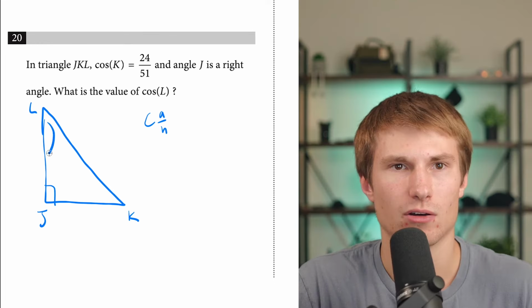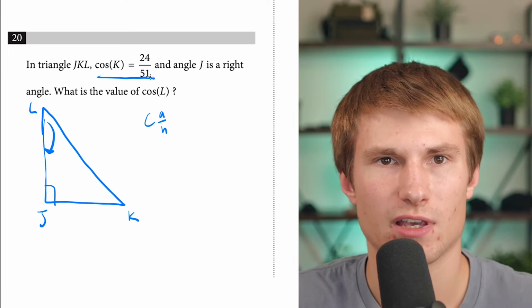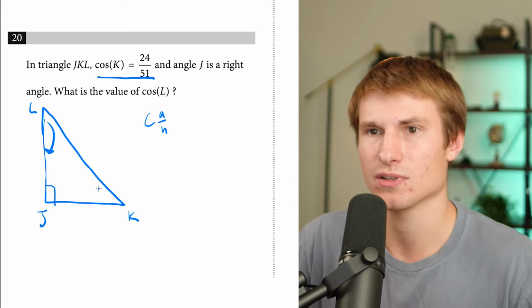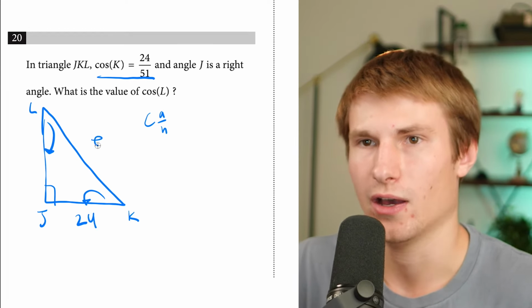So cosine of L would be this length here, which is LJ over the hypotenuse. We know that we're given cosine of K is 24 over 51. So cosine of K would be the adjacent right here, which is 24, and the hypotenuse is 51.